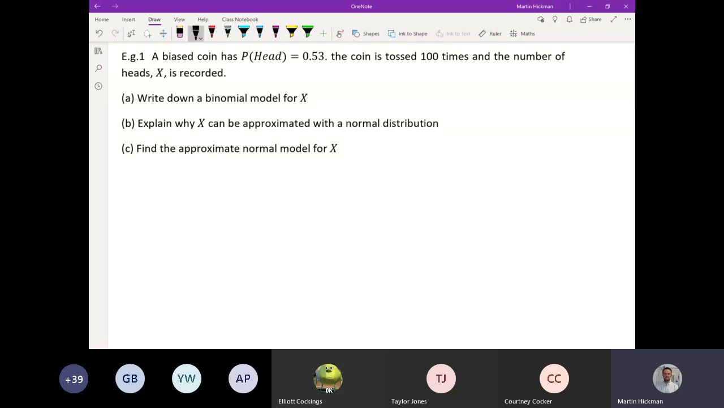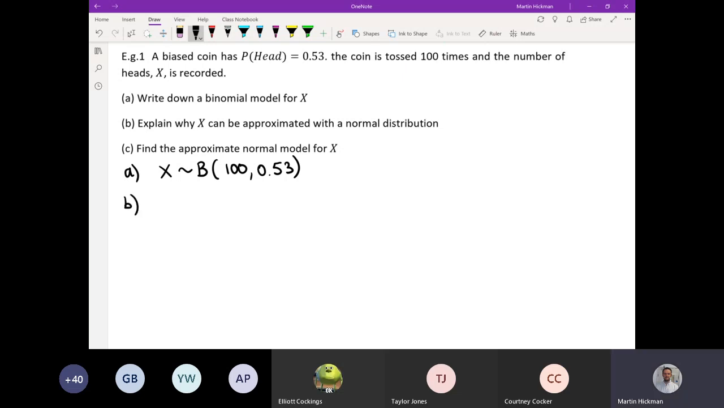So firstly, we've got a biased coin. So it's not fair. The probability is not 0.5 of getting heads, whereas the probability here is 0.53. The coin's tossed 100 times and the number of heads x is recorded. So we're going to write down a binomial model for x. So first off, we write x, our squiggly line, and then capital B for binomial, and we write the number of trials, which is 100, and the probability of success, which is 0.53.